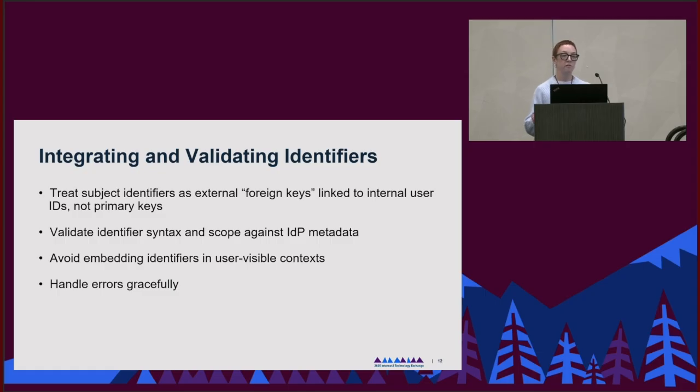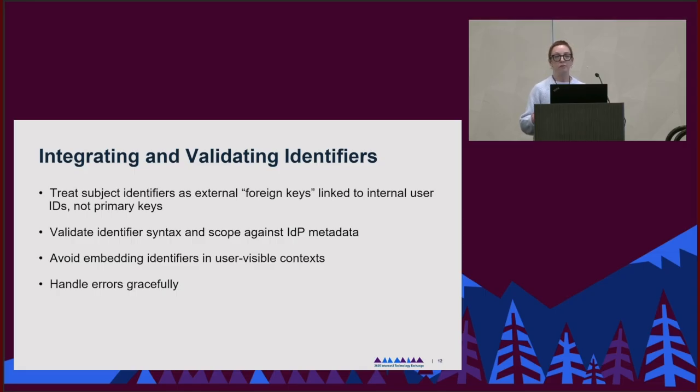If your subject identifier is malformed, or for whatever reason the scope does not match the domain or scope that you would expect to see based on IDP metadata, then those are some really important red flags that might indicate that you need to reject the SAML assertion or throw an error in some way. In terms of user experience and usability, it's also important to think about early on what you do in a scenario where you need to reject an assertion or throw an error.